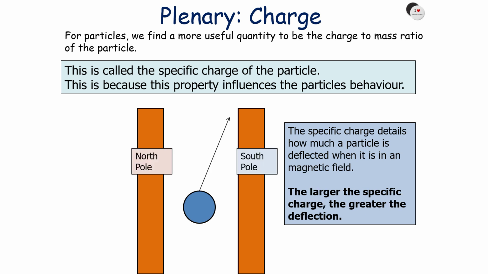And the same is also true for magnetic fields. So the larger the specific charge, the greater the deflection in a magnetic field. The smaller the specific charge, the lower the deflection in a magnetic field. And if the object has no specific charge, it will not deflect in the magnetic field.